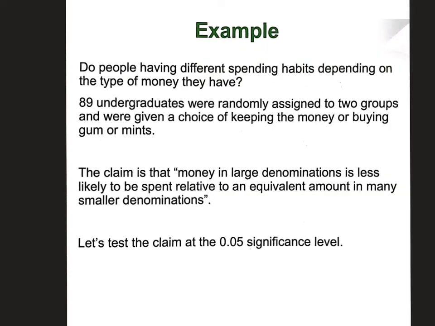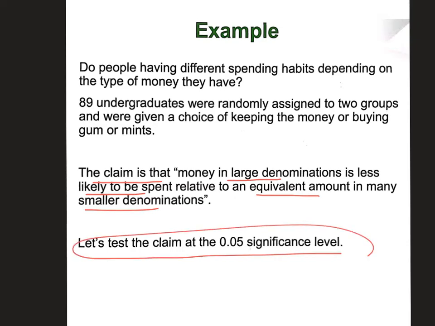All right, an example. Do people have different spending habits depending on the type of money that they have? 89 undergraduates were randomly assigned to two groups and were given a choice of keeping the money or buying gum and mints. Now, here's the deal. One of the groups was given a dollar bill and one was given change, or 4 quarters. So the claim is that money in large denominations, the dollar bill, is less likely to be spent relative to an equal amount in many smaller denominations. So are you more likely to hold on to money if you have bigger bills? I think we can find out, yes. We're going to use a 0.05 significance level.